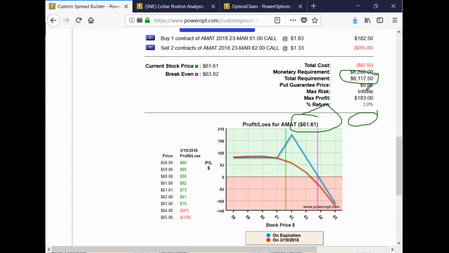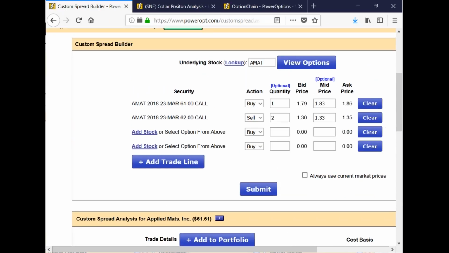Why is your margin requirement that high? It's very simple. You sold 2 calls and bought 1. So you have a bull call debit spread with a naked call, which you're only going to be able to do at level 4 trading. So why am I showing you what not to do? It's because this is what's called the ratio spread. A ratio back spread is reversed.